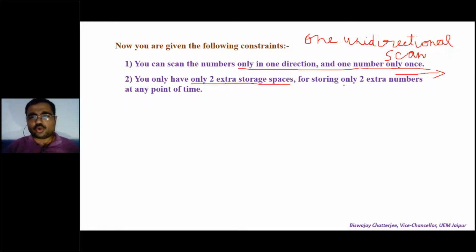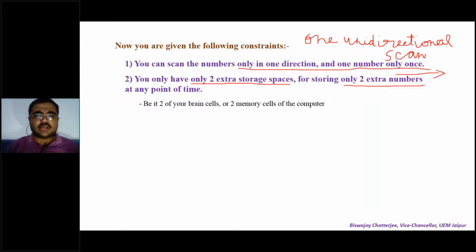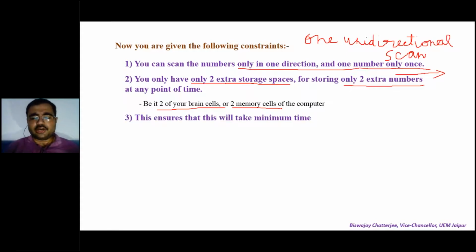In which you can store only 2 extra numbers apart from the numbers given to you, and this ensures that you do it in the minimum time. Anyway, those 2 extra storage spaces or 2 extra numbers I'm talking about can be 2 of your brain cells, or maybe 2 memory cells of the computer, whether you're doing it using your brain or using a computer, but only 2 extra storage spaces are allowed, and this ensures that it will take minimum time.